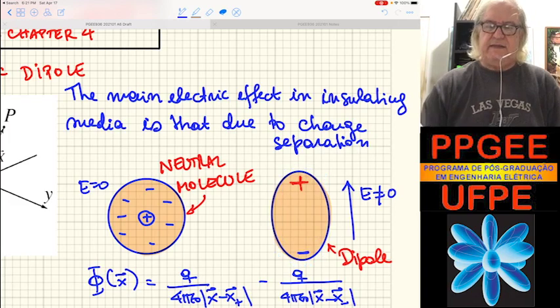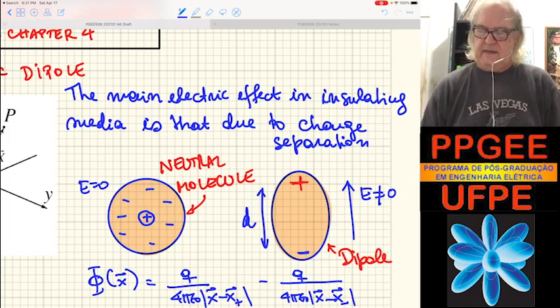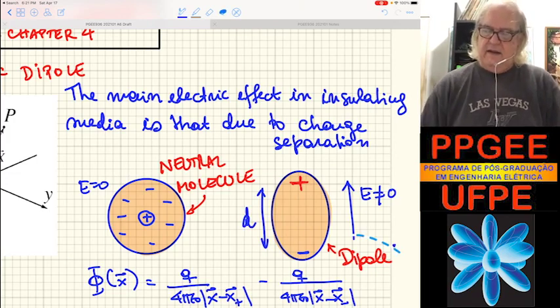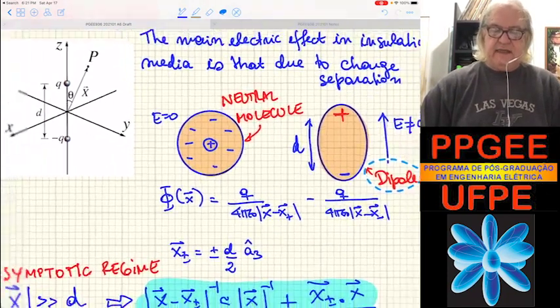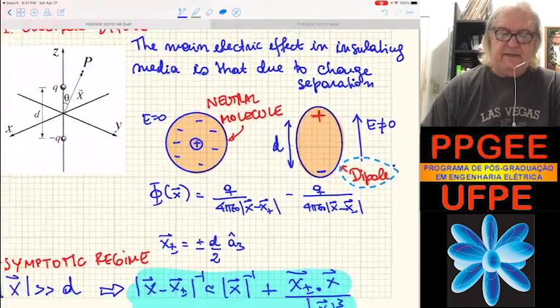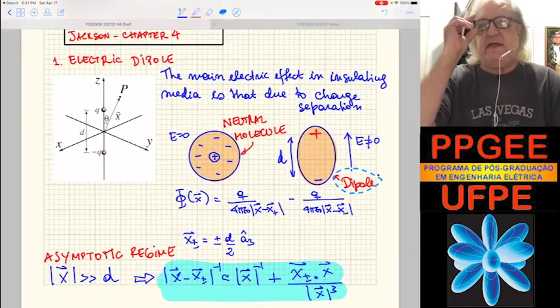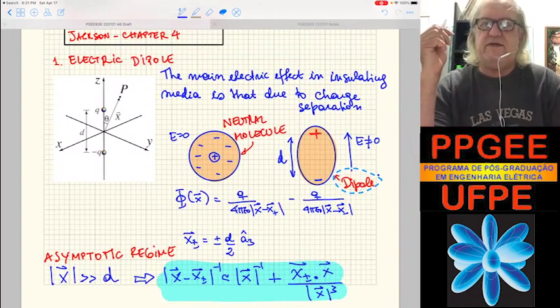So you make a separation between charge centers. So you create a dipole, right? So the effect at point x can be easily calculated, right? First we start to determine the field. For instance, we start determining the potential function.